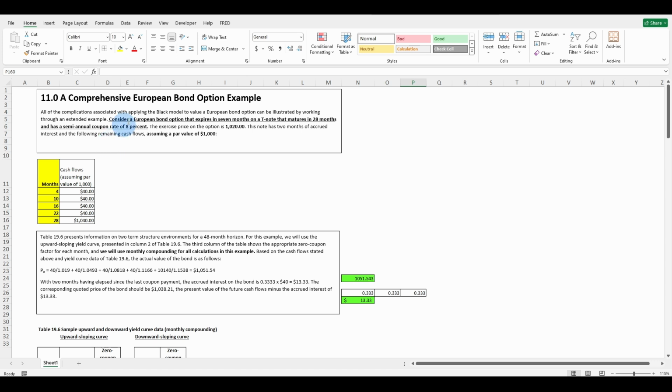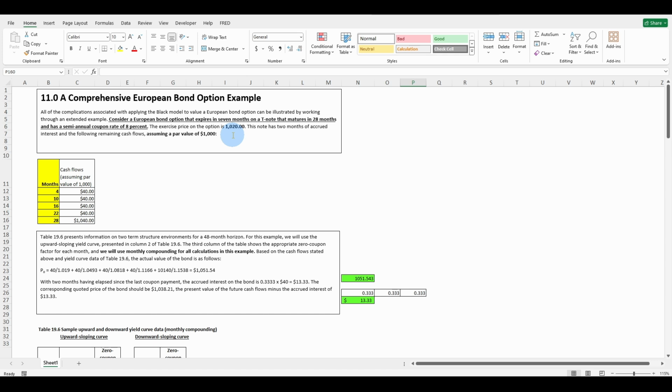All the complications associated with applying the Black model to value a European bond option can be illustrated by working through an extended example. Consider a European bond option that expires in 7 months on a T-note that matures in 28 months and has a semi-annual coupon rate of 8%. The exercise price on the option is 1020.